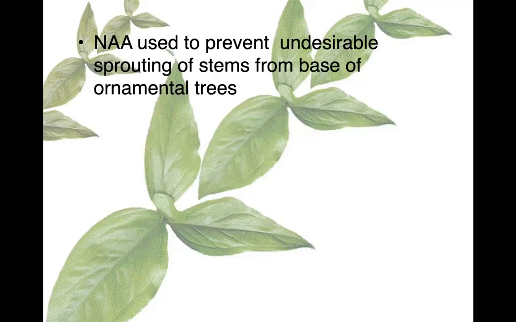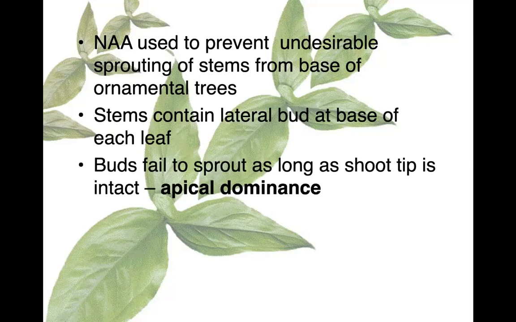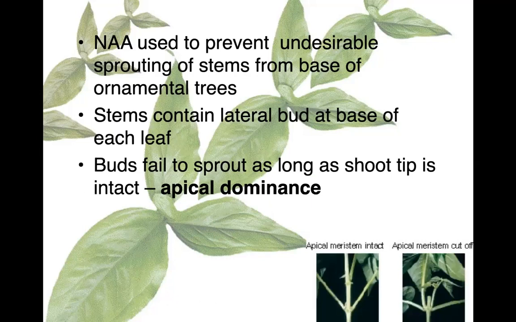Now, NAA can also be used to prevent the undesirable sprouting of stems from the base of ornamental trees. The stems contain a lateral bud at the base of each leaf, and that bud fails to sprout as long as the shoot tip is intact. This is a concept called apical dominance. I think I mentioned it yesterday talking about my basil. And so you can see the difference here.